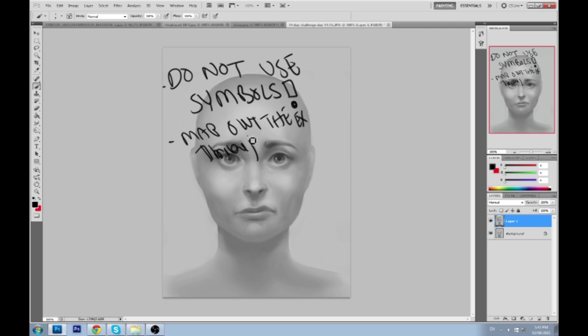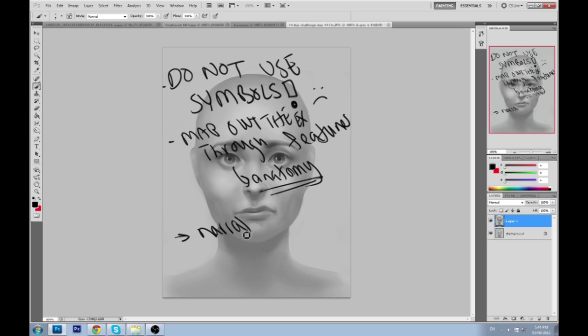through features, not through a symbol. Do not use symbols. This is wrong. More goes into this. So this has a lot to do with anatomy. And then think of the narrative, the psychology, which is the emotions.